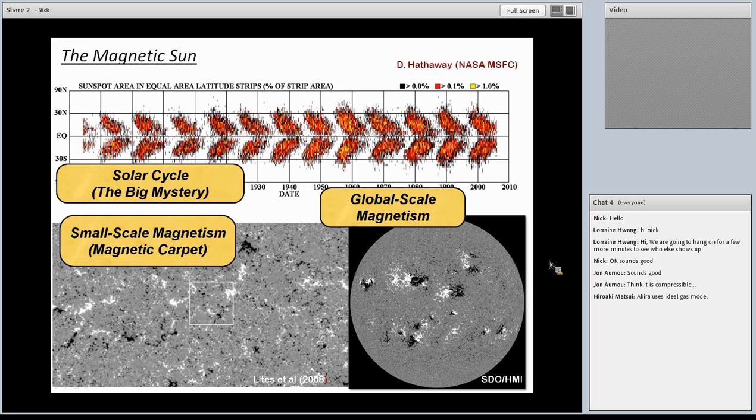But also, if you were to look more closely, you see that the surface of the Sun is generally carpeted with all sorts of small-scale, salt and pepper looking magnetism. So there's global-scale magnetism, and then there's a lot of small-scale magnetism, and then all of it somehow is working together with the convection inside the Sun to create a cycle.